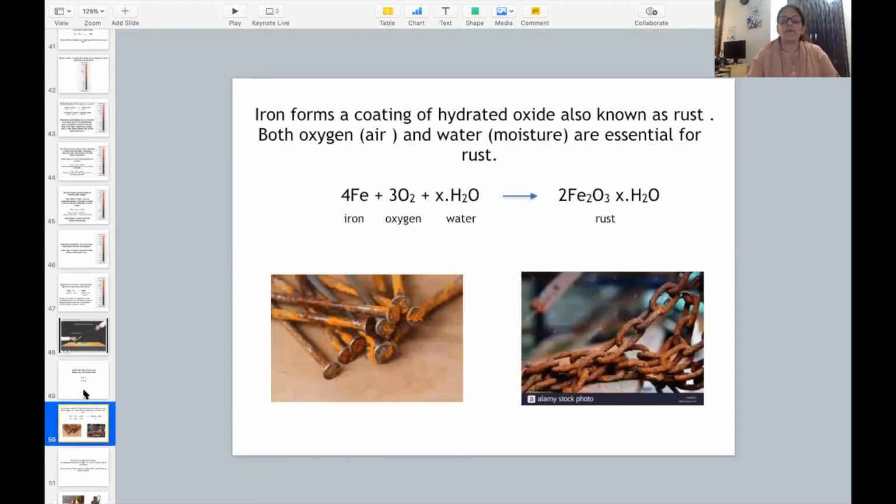Then we were talking about metals, so here comes iron. Iron forms a coating of hydrated oxide, also known as rust. Both oxygen and water are essential for rust. Oxygen and moisture are present in the air, so when they react with iron, in a very slow reaction, it forms rust. It is a hydrated oxide of iron.